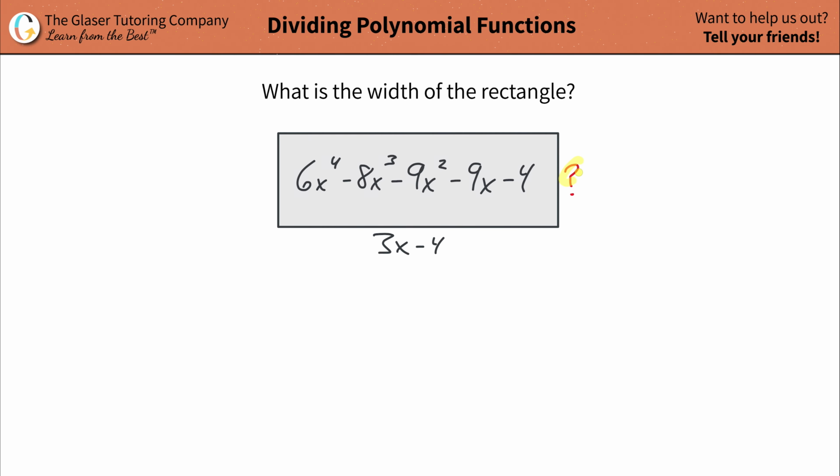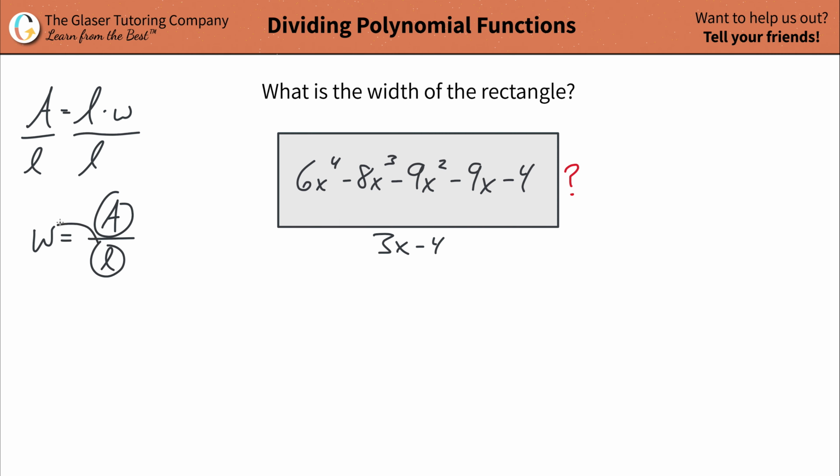So how can we find the width of a rectangle if we know the area of the rectangle and we also know the length? Well, we have to remember this relationship that the area of a rectangle is equal to the length times the width. And if I want to find the width, I can just divide the length out on both sides. So in other words, the width is simply going to be equal to the area divided by the length. So if I know the area and I know the length, I can find the width.